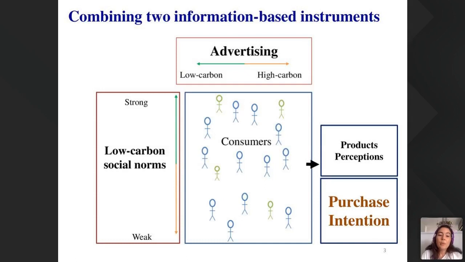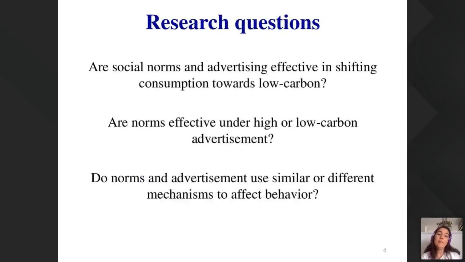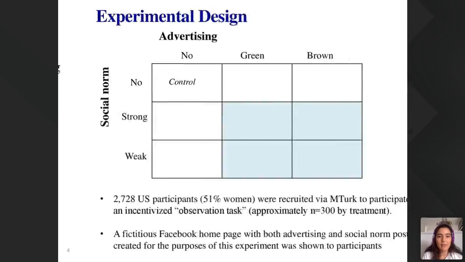product? So to answer this question, we did an experiment where we focused on three main questions. The first one is if social norms and advertising are effective in shifting consumption towards low carbon. Then, if in presence of advertisement, social norms could be effective in shifting behavior towards low carbon. And finally, if norms and advertisement use similar or different mechanisms to affect behaviors. Those are the three questions I hopefully will answer with this presentation.